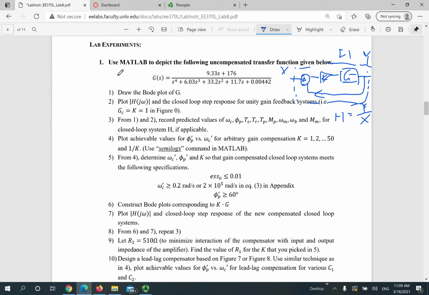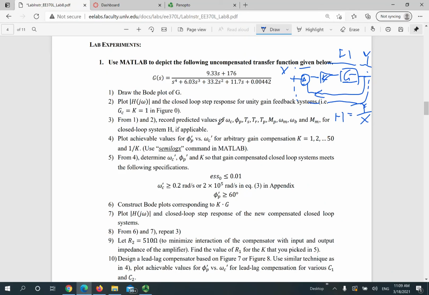Okay, so assume K equals 1, which means the unity gain feedback system. So you need to do the calculation of H based on this G. Okay, and then based on this H, you need to record or calculate the values of this omega C, phi, p, and so on. All right, and then plot.